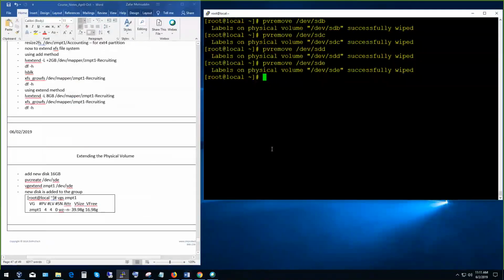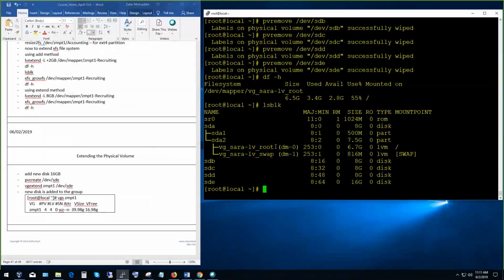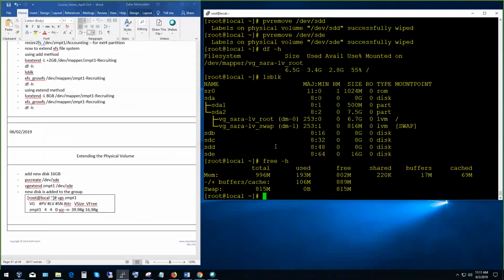I'll just show you how to create a swap here. So I have a swap here, which is running out. So I'm going to create a new physical volume. pvcreate /dev/sdb.